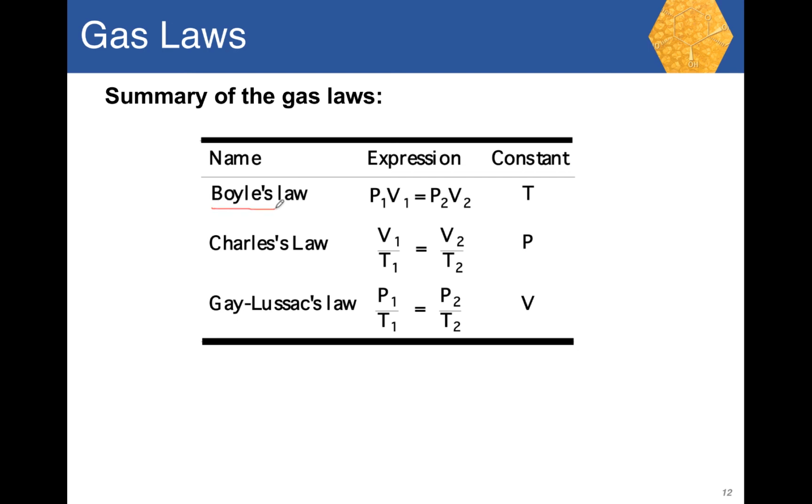So Boyle's law is at constant temperature. And here's the relationship. Charles's law is at constant pressure. And here's the relationship. Gay-Lussac's law is at constant volume, and here's the relationship. So again, of course, as you know, in chemistry, we always try to remember the names of important chemists or scientists who developed these laws and theories. So try and remember those names.